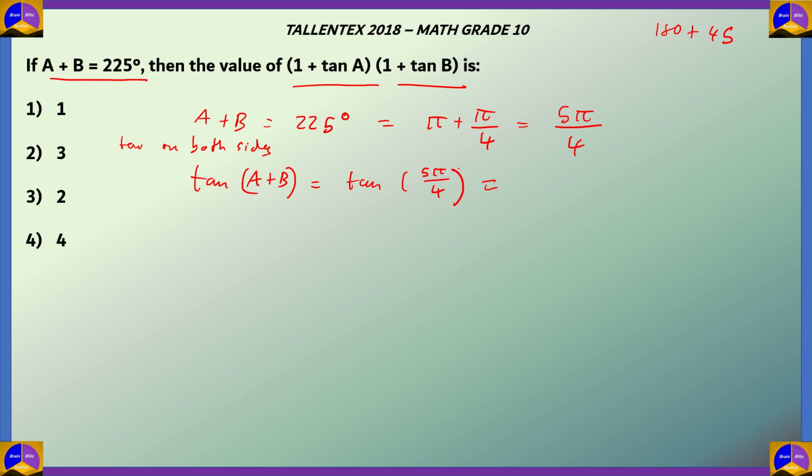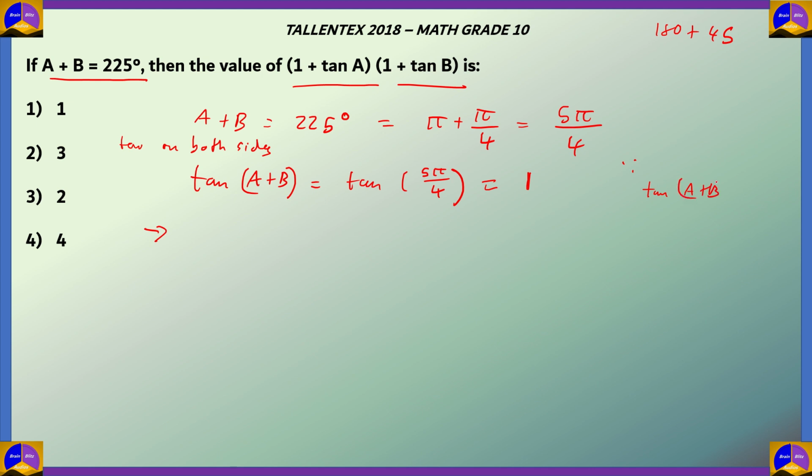So tan 5 pi by 4 is in the series containing pi by 4, so therefore the value of tan 5 pi by 4 would be equal to tan of pi by 4, which is equal to 1. So according to our steps so far, tan of A plus B is considered as 1. Now we will look at an identity here.